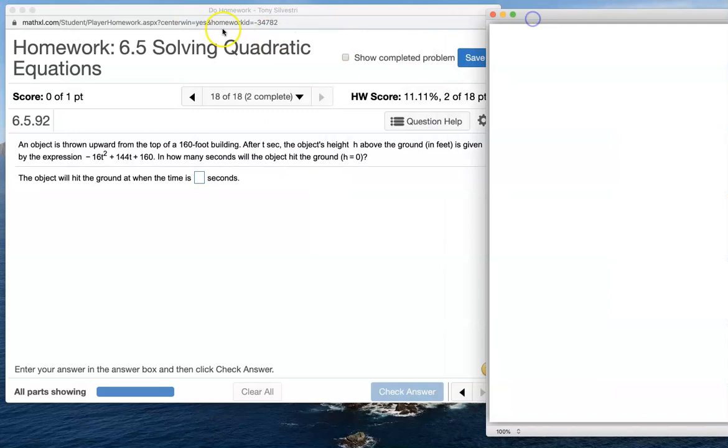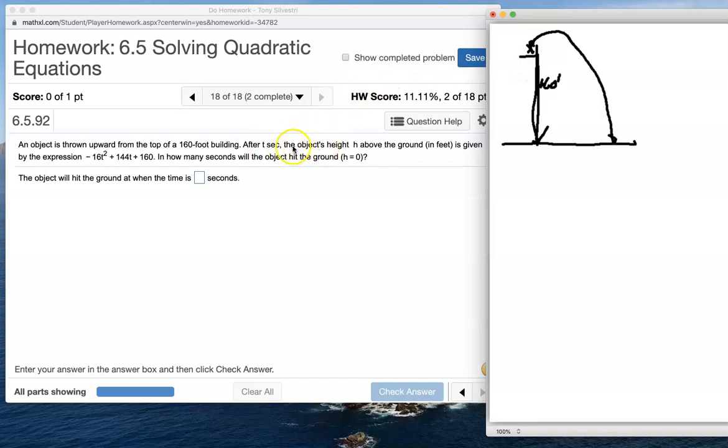Now, what's this all about? An object is thrown from the top of a 160-foot building. Here's the building, this is the ground, and this is the roof. On top there's a guy, some criminal, who's throwing big stones off that building. He throws it up in the air, and whatever goes up has to come down. Boom. The distance from the ground to where he throws the rock is 160 feet.